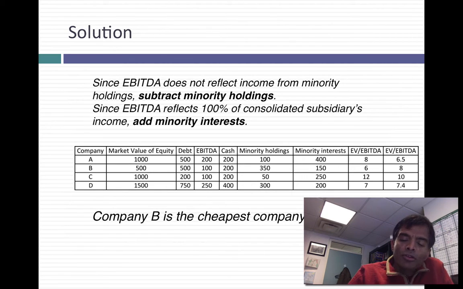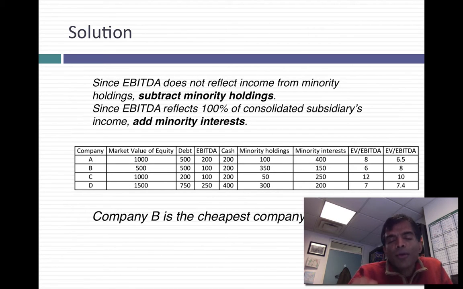Now, the EBITDA also reflects consolidated financials. So it reflects 100% of the consolidated subsidiary's income. So I'm going to add the minority interest to get back to 100%. Again, it's consistency. So here's what company A is going to look like. It's going to be 1,000 plus 500 minus 200 minus 100, the minority holdings, plus 400. You divide by the EBITDA. The correct EV to EBITDA is the second to last column, which is 8. And I do that for every company. The cheapest company in this group is company B. It has an EV to EBITDA of 6.